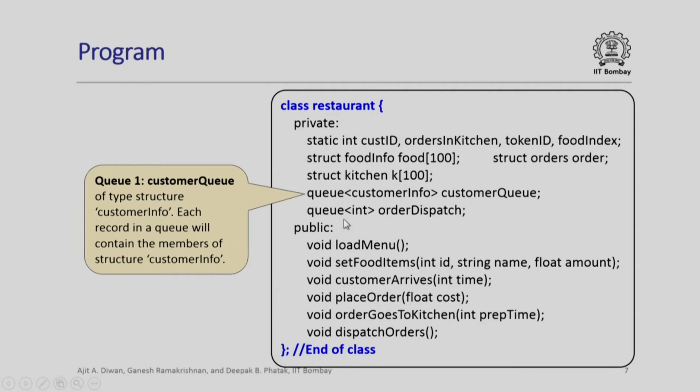We have now public members, which are essentially the functions that we will be writing. You are familiar with all the functions, we have briefly seen them: load menu, set food items, customer arrives, place order, order goes to kitchen, and finally dispatch orders. This is typically the sequence in which activities will happen, and for each of these we shall have different functions written. This ends the class.